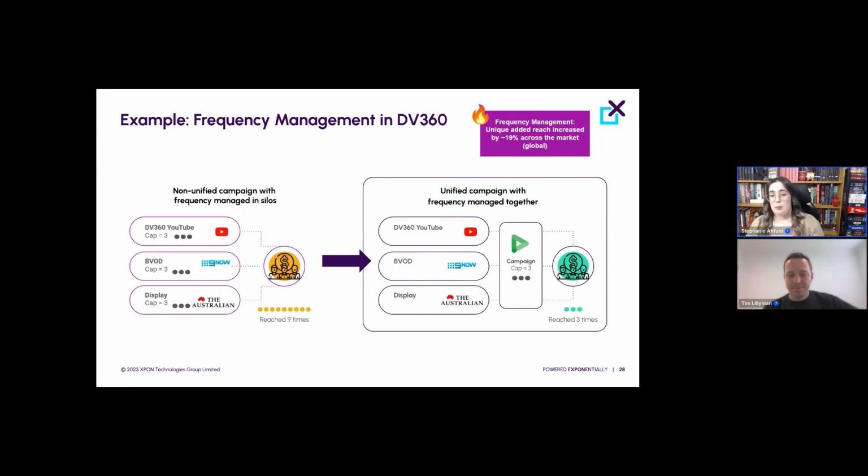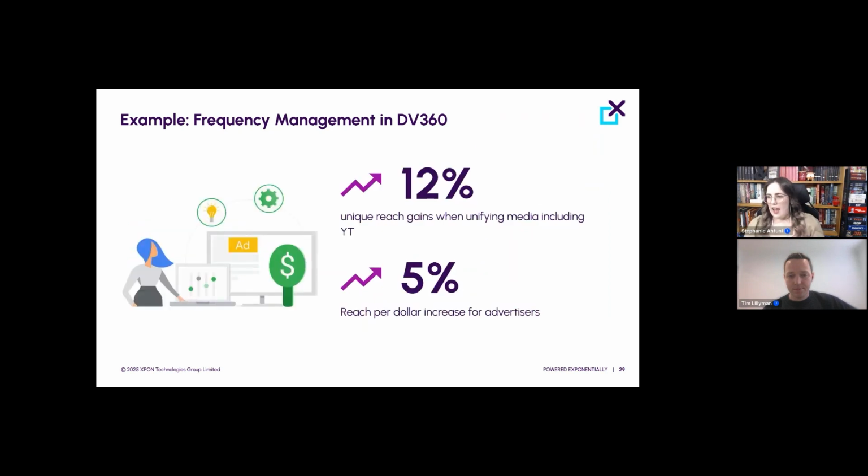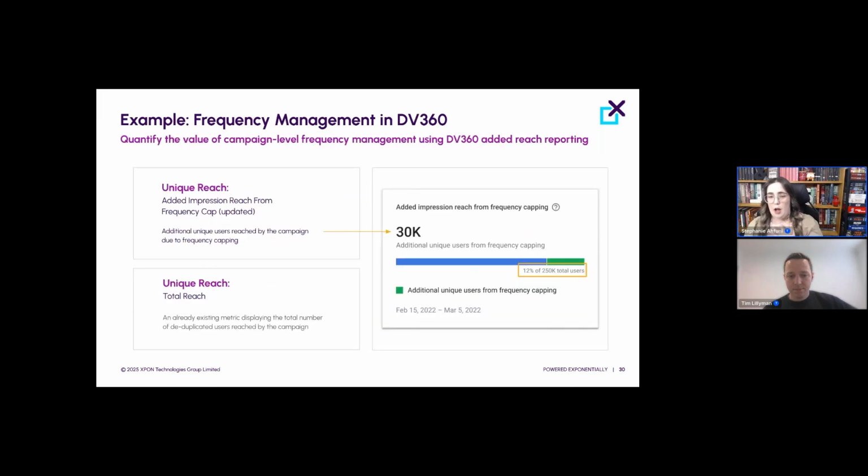We've helped a number of our clients optimize their media spend through frequency management specifically, including one of our global B2B customers. They were able to improve their reach by 18% through DV360's frequency management tool. So definitely very powerful when it's done right. Outside of that, generally YouTube users see a 12% increase in unique reach, which is a 5% reach per dollar increase for advertisers. I'm very aware I've only got a couple of minutes left, so I apologize. I've only got a couple of slides left to go. I'll try and get through it.